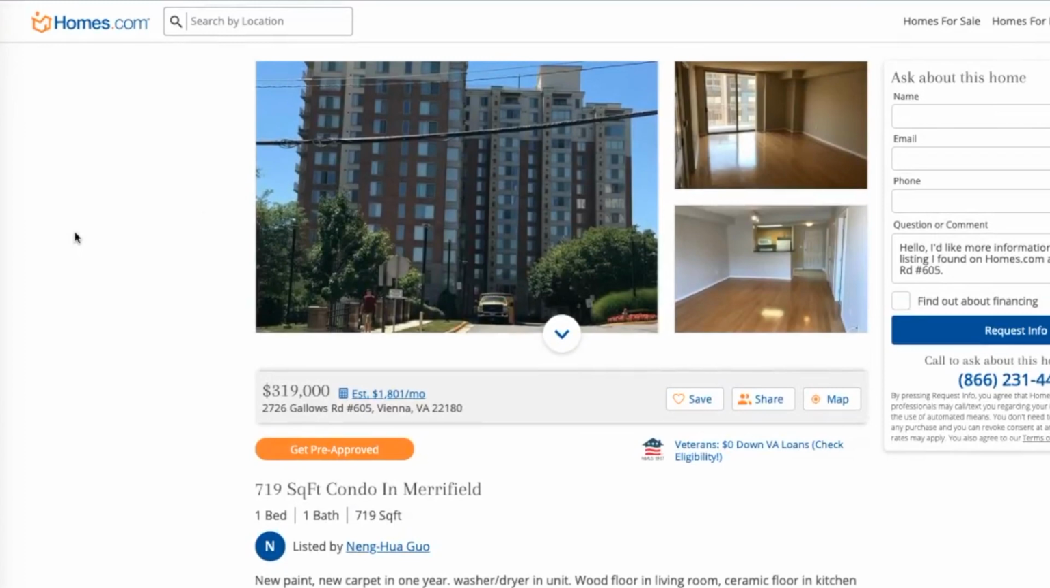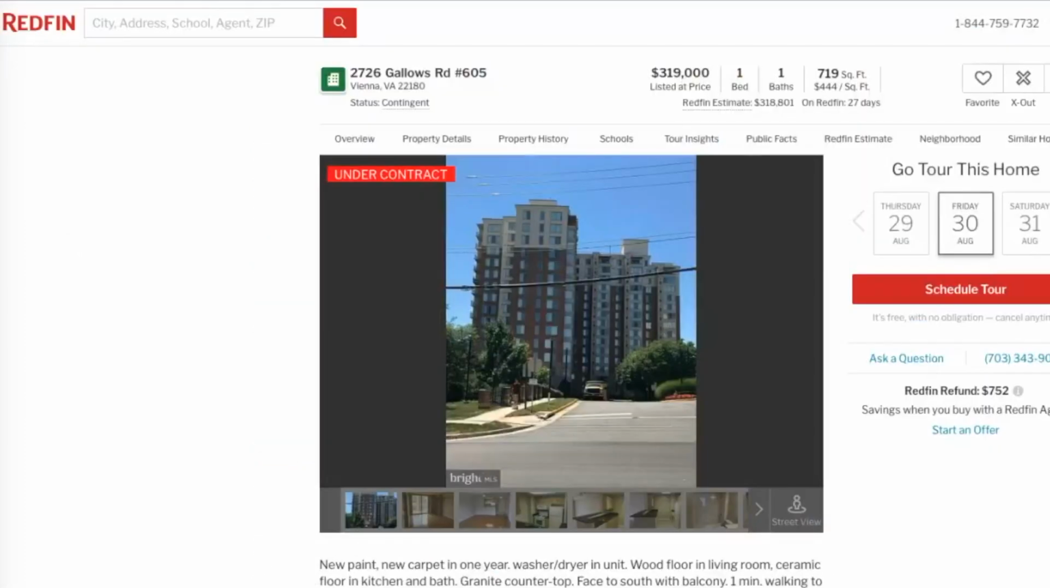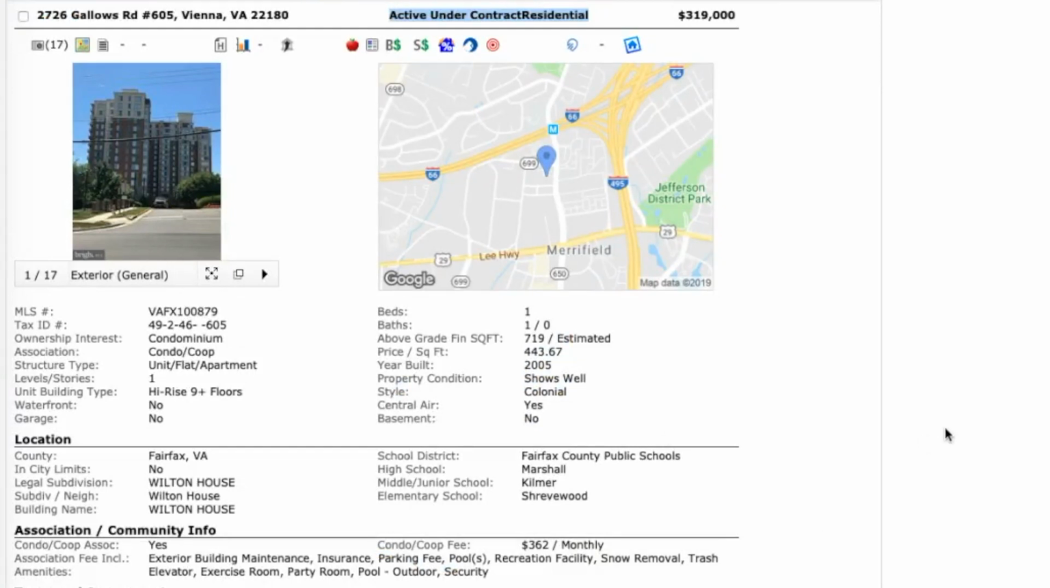And then finally, I picked Redfin because it's another one of the most popular sites. Redfin actually does it correctly in my opinion, because this says under contract. The next topic where there are data problems is in the way square footage is displayed. If you see this here, above grade square footage, 719.